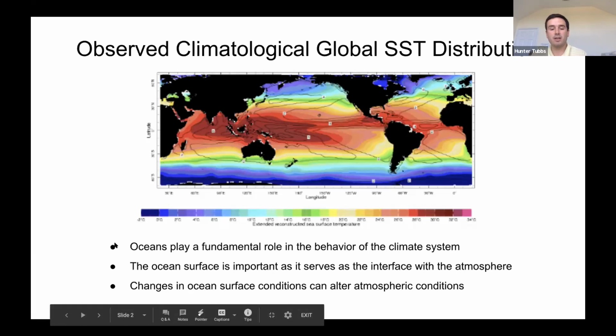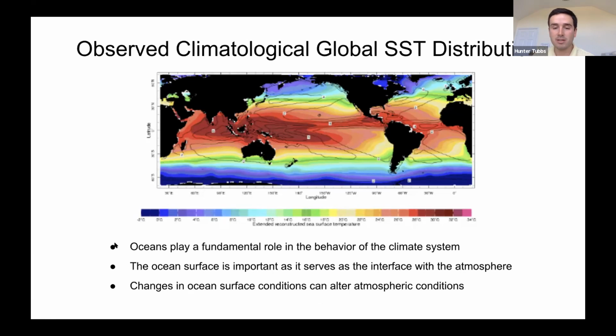So for example, I have plotted here the extended reconstructed sea surface temperature observed climatological values. And we can see that generally speaking, there are warmer sea surface temperatures throughout the tropics. However, it's not completely uniform. For example, off the west coast of South America, we can see an area of comparatively lower sea surface temperatures, which is associated with the eastern equatorial Pacific cold tongue. And then we can see warmer sea surface temperatures across the western Pacific with the Pacific warm pool.